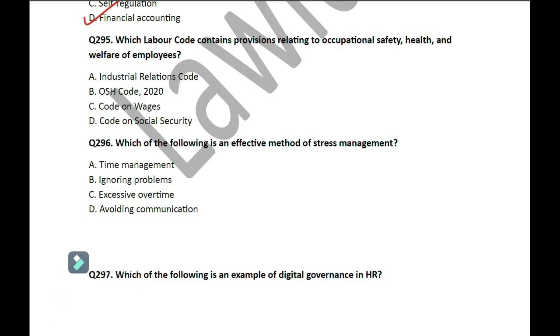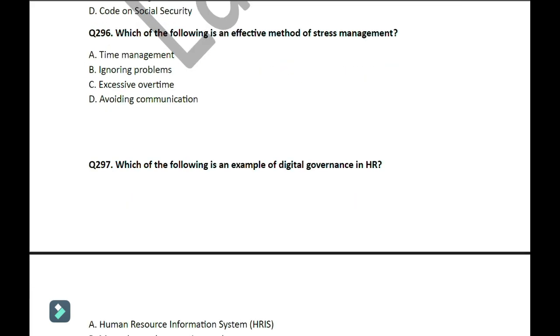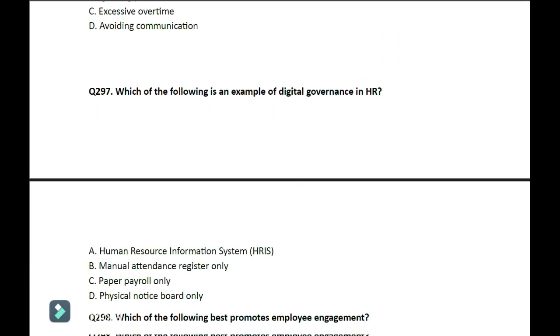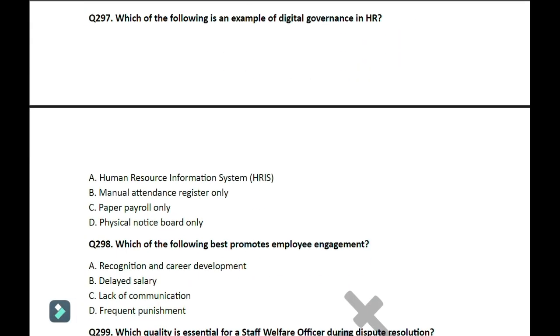Question number 295. Which labor code contains provisions relating to occupational safety, health and welfare of employees? So here the correct answer is OSH Code 2020. Move on to the next question. Question number 296. Which of the following is an effective method of stress management? So here the correct answer is time management. Move on to the next question.